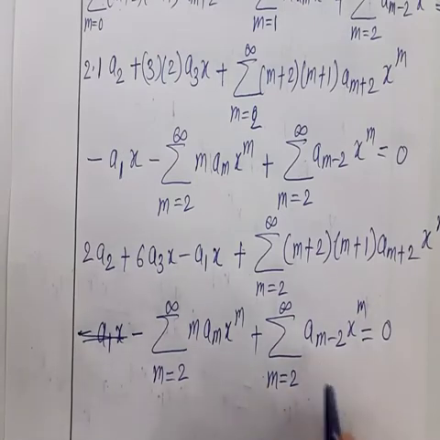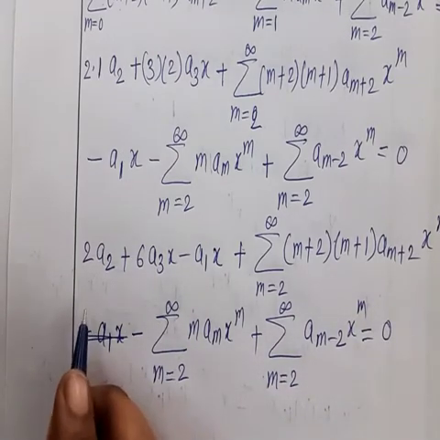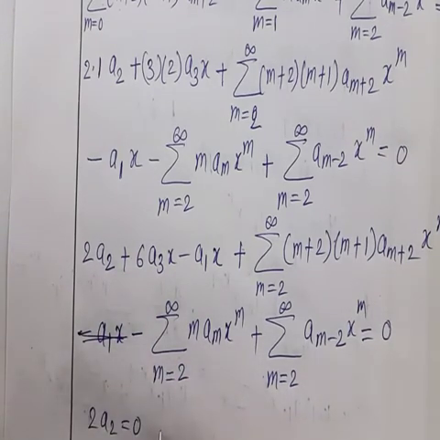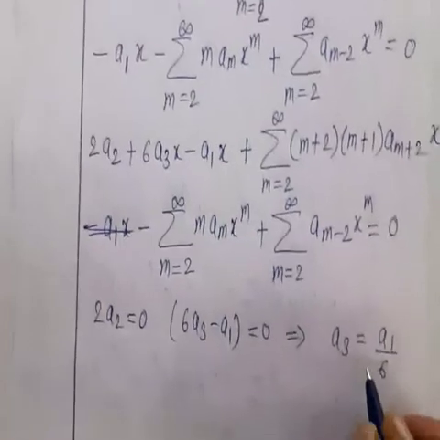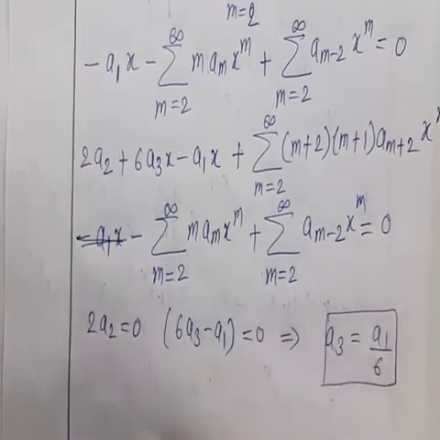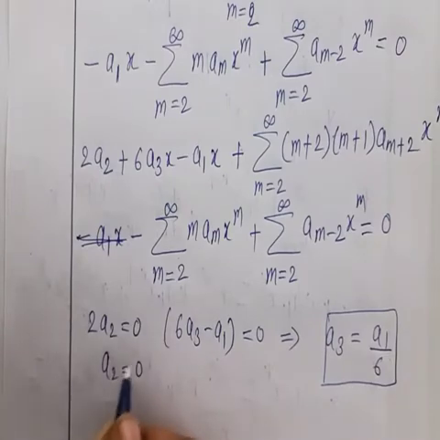Now taking the coefficient of the x to the power m term, then equate the coefficient to 0. So 2a2 is equal to 0. Then next, 6a3 minus a1 is equal to 0, which means a3 is equal to a1 divided by 6. So a3 is equal to a1 by 6 and a2 is equal to 0.